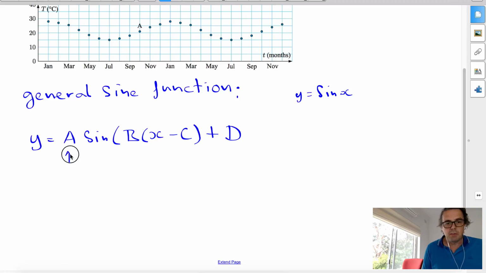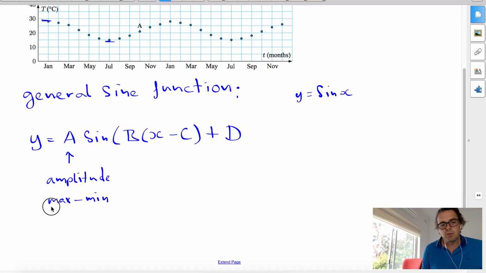A is the amplitude. And the amplitude tells us the difference between the maximum and the minimum value. So how far does it go up and how far does it go down? To find the amplitude, what you do is you find the maximum value of your data, you take away the minimum value of your data, and you divide by 2.